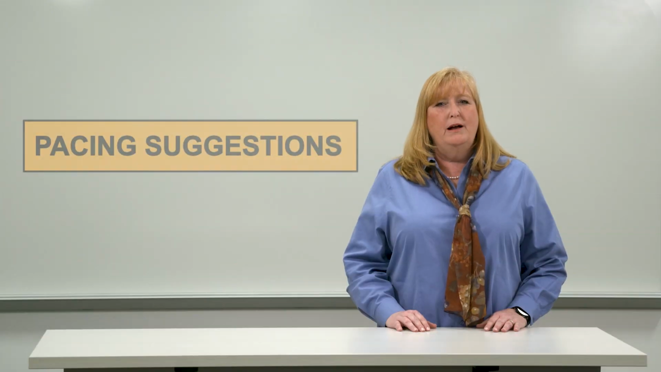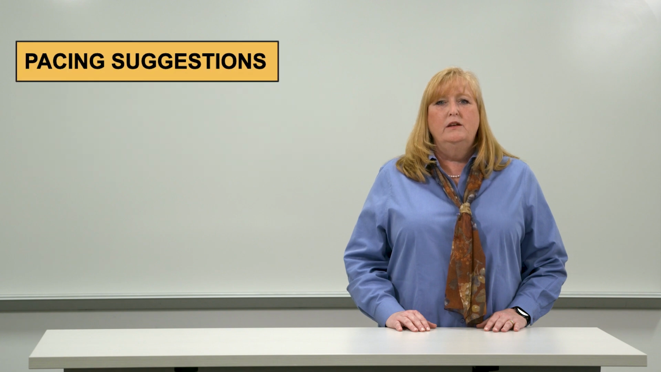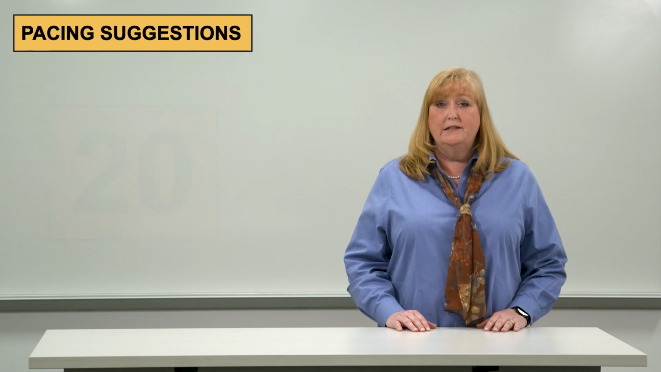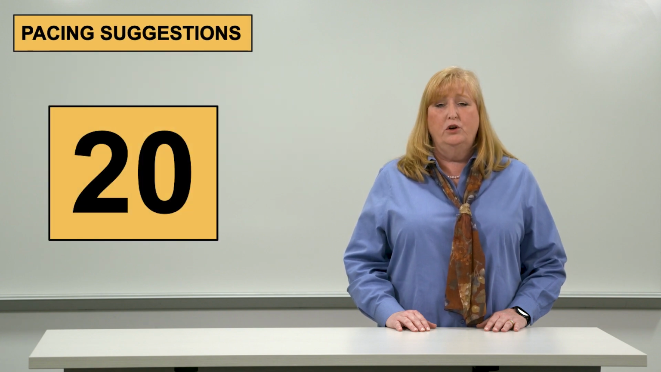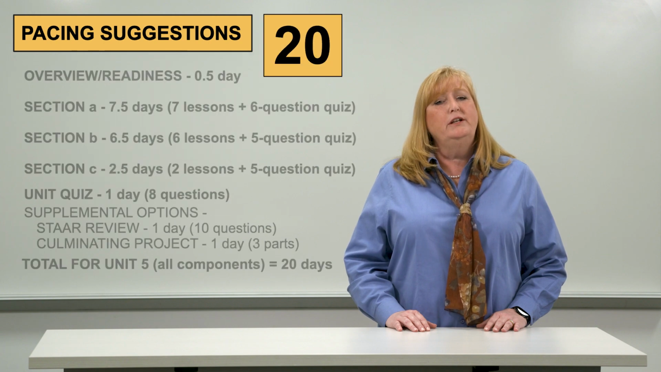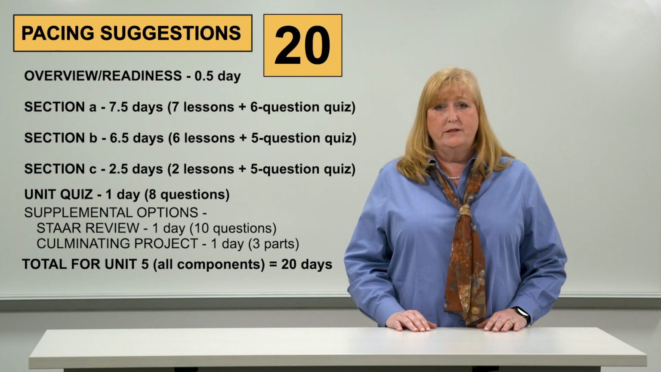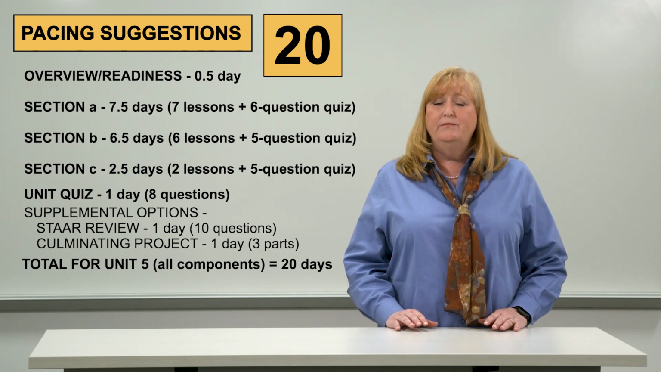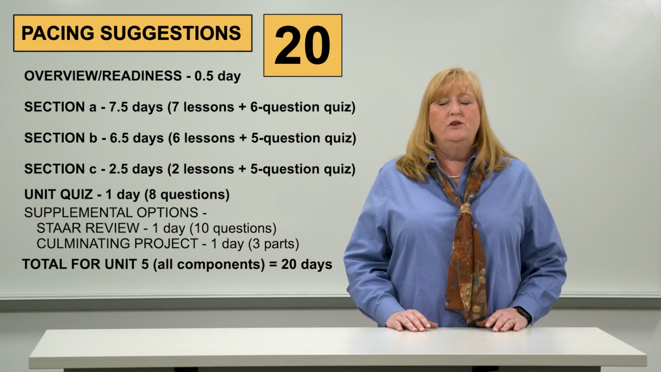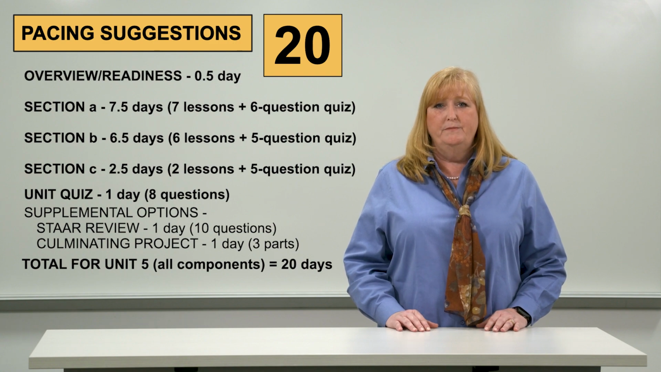So let's talk about pacing. If the entire unit is used as is, Unit 5 should take a total of 20 days, including an allotment of class time for quizzes, the STAR review, and both projects. But if you need to add time or compact time, you'll have to make the adjustment.